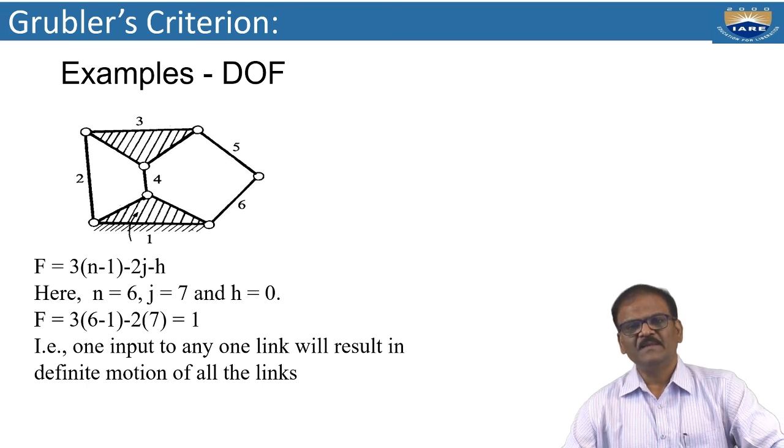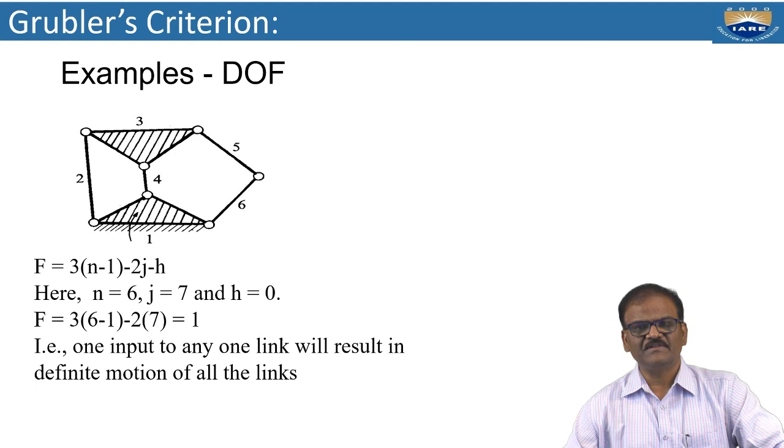And if you look here again, F is equal to, for a mechanism containing 6 links where link 1 and link 3 are the ternary joints. Here n is equal to 6, j is equal to 7 and h is equal to 0. F is equal to 3 into 6 minus 1 minus 2 into 7, which is equal to 1. That is, one input to any one link will result in definite motion of all the links.